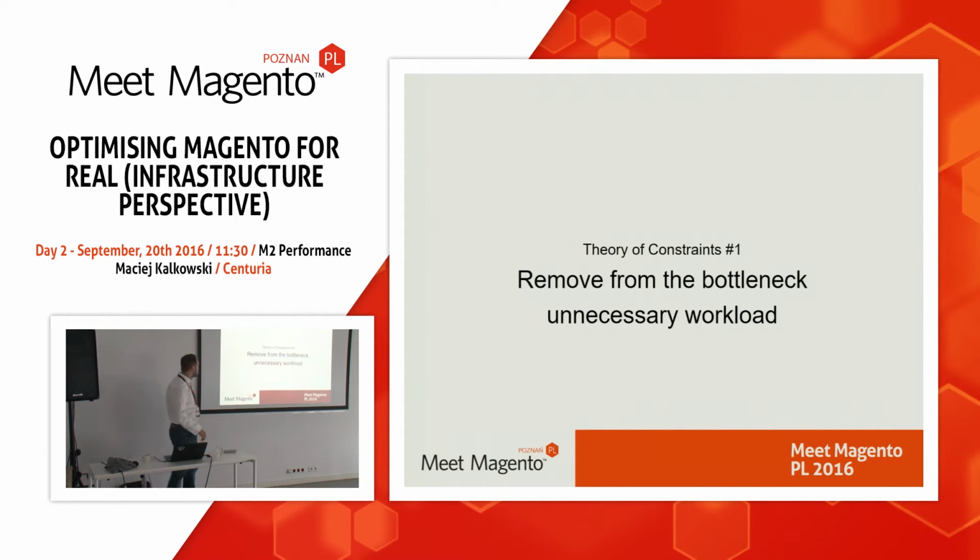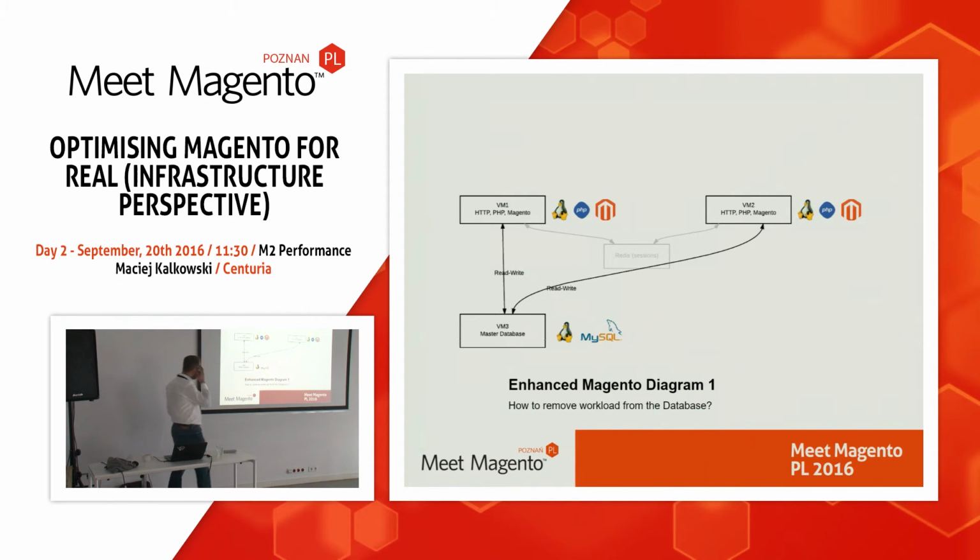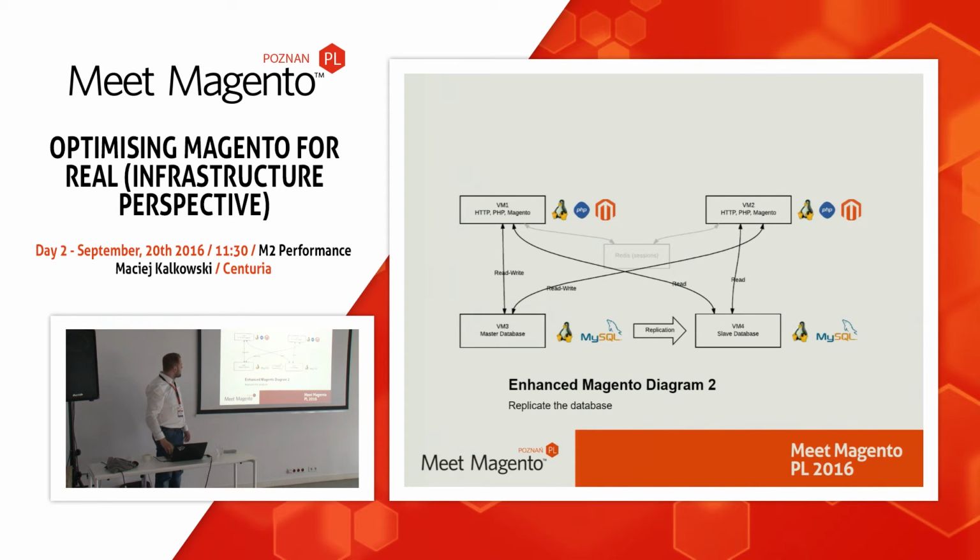There should be theory of constraints number 2. Remove from the bottleneck unnecessary workload. This is the second step which the theory of constraints gives us. So when we have this system with multiple Magento apps, with sessions synchronized, we have VM3 with MySQL database. How can we remove some workload from the database? The master, I will already give you a hint. We can replicate to slave database and put some load to the slave database.